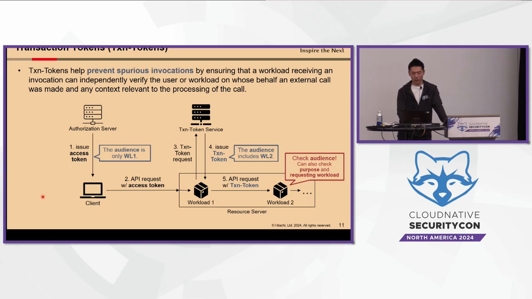Even if the audience claim of the external access token includes only workload 1, workload 1 can exchange the token for a transaction token that only includes workload 2 in its audience claim. Then workload 2 can check the audience to prevent a token redirect attack. And workload 2 also can implement more fine-grained access control by checking its purpose and the requesting workload.